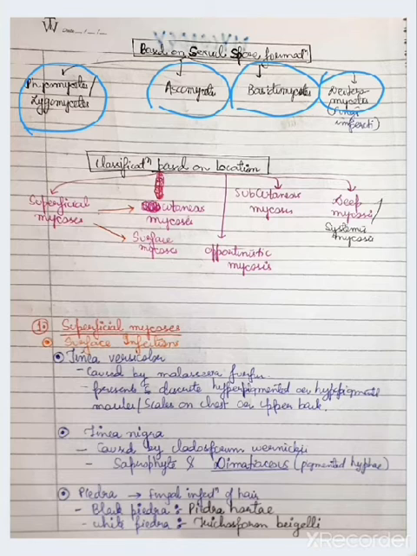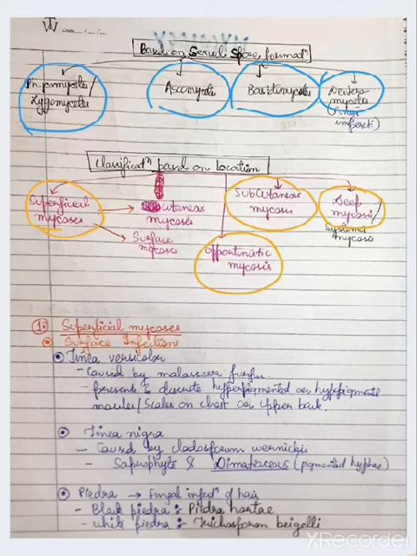Now, classification based on location. Very important. Superficial mycosis, cutaneous and surface mycosis, subcutaneous mycosis, opportunistic mycosis, and deep mycosis. So, superficial mycosis, subcutaneous mycosis, opportunistic mycosis, and deep mycosis.